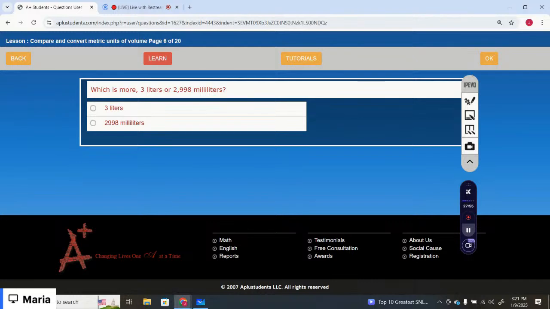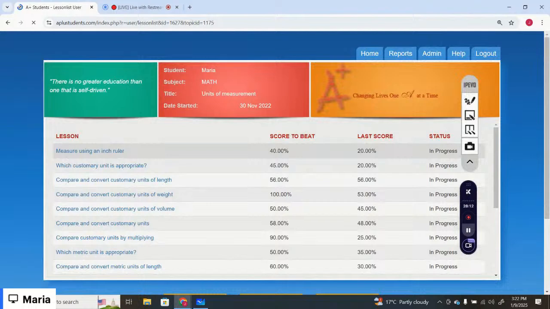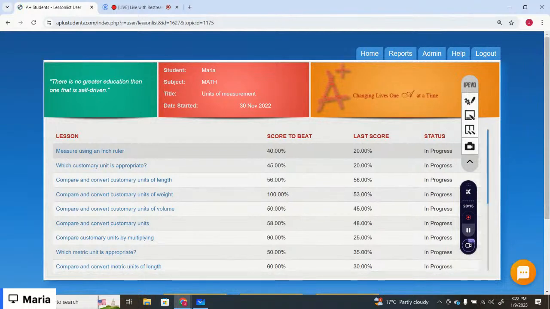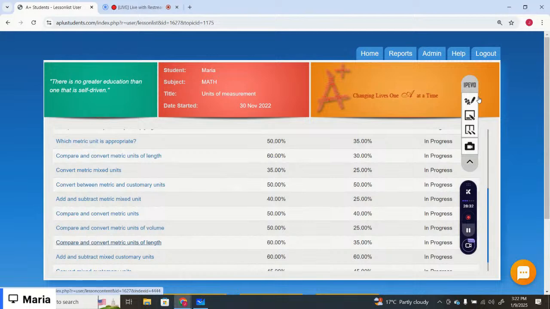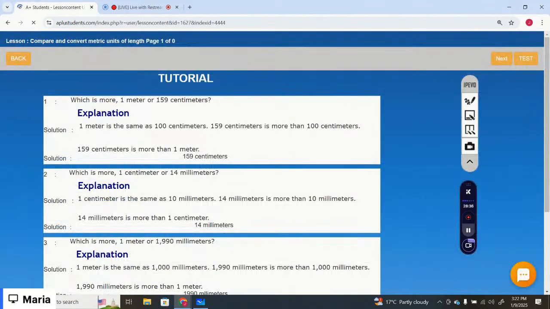That is 3 liters. Okay, you can complete the lesson by yourself later today. Let me just move on to the next lesson. The next lesson is compare and convert metric units of length.